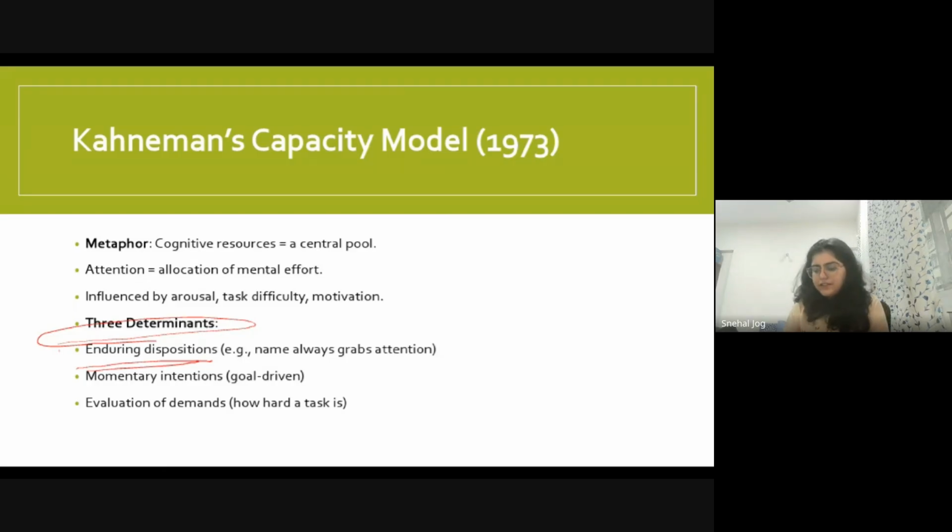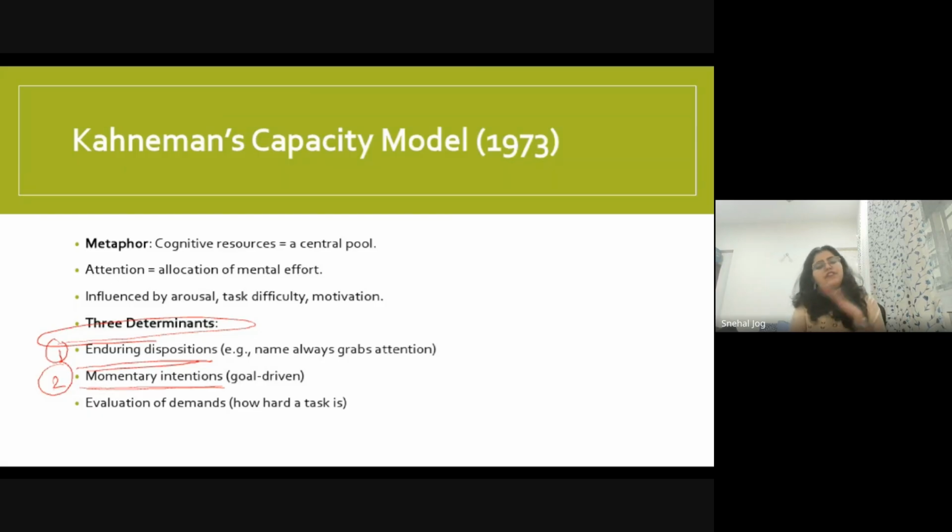Okay, first. Second, momentary intentions, that is motivation. How goal driven are you? Okay, so for you to be able to pay attention to something, you need to be motivated also, not to pay attention to something. For example, if your friend is going on and on and on and yapping about something and you're just done, okay, now you're going to zone out. You're going to say, I'm paying attention, but you're not actually paying attention. Why? Because you absolutely are not motivated to listen to that rant, correct?